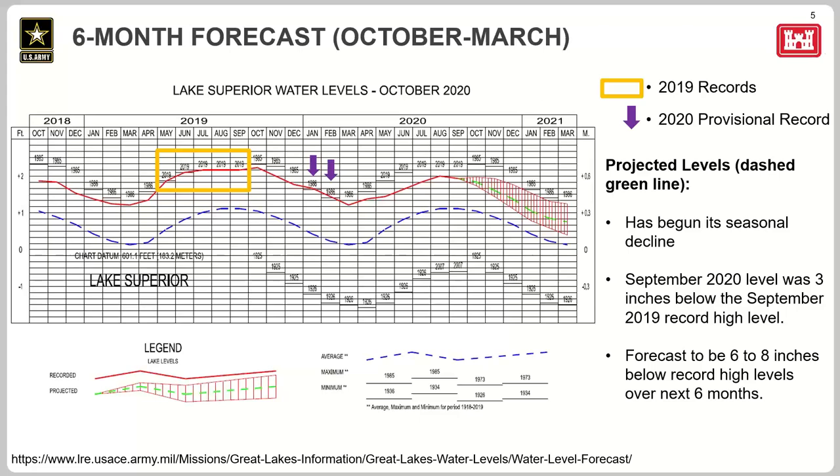Started off 2020 also fairly wet. You can see we set new records in January and February. But then we did see conditions dry a bit for us on Lake Superior in the spring and then throughout the summer. So although the levels remained relatively high, they were below the record low levels we experienced in 2019.